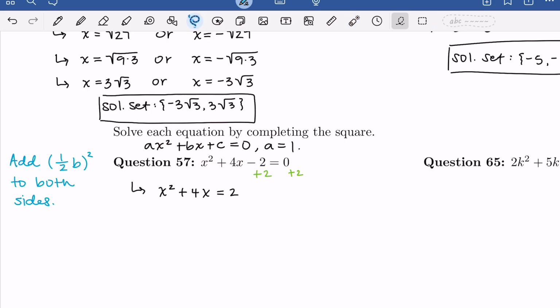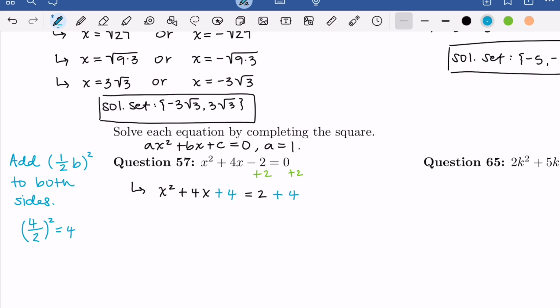Now, the next step after doing that, let's make some space here, is that we're going to add a certain quantity to both sides of our equation. And that quantity is going to be half of b, squared. So in this example, a is 1, b is 4, and c, which we moved to the other side, was negative 2. So we want to take half of b, squared, and add it to both sides of our equation. So b is 4, we're going to take half of that and square it, which is going to give us 4. So what we'll do is add 4 to both sides.